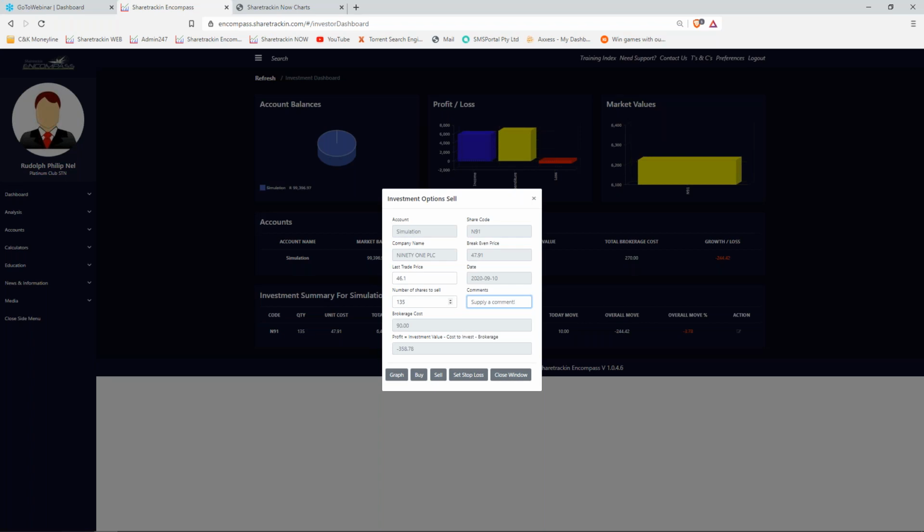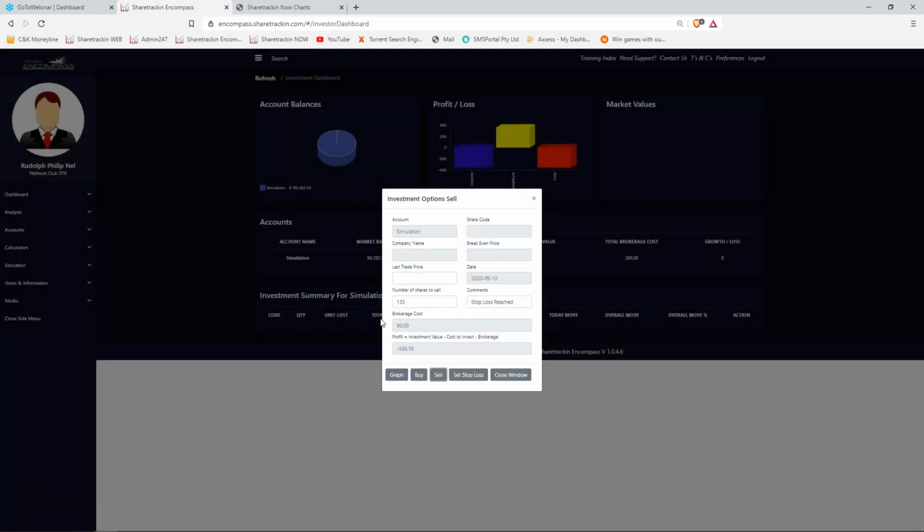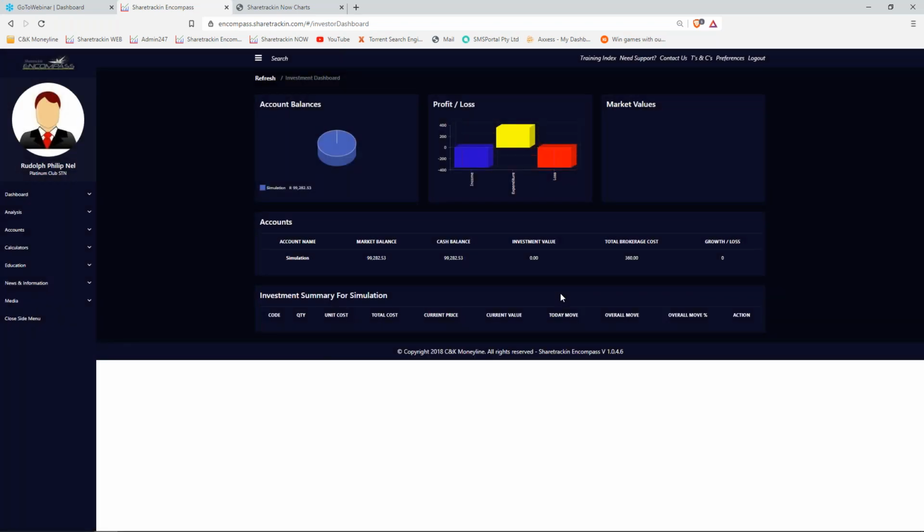So the moment you do that, let's for instance say our stop loss was reached, then we click on sell again, and we'll sell out that share. This block won't go away immediately. It will remove the share behind it. Just click on close window or click on the cross. Don't click on sell again, because then it is going to try and sell into a minus. Then you will have minus 135. We don't want that happening. So we just click on X to exit. Okay, so that's the basics of buying and selling shares.